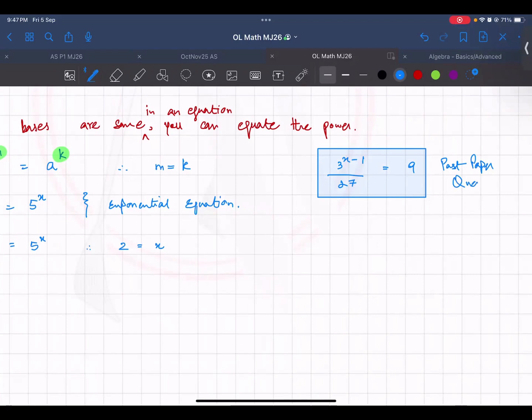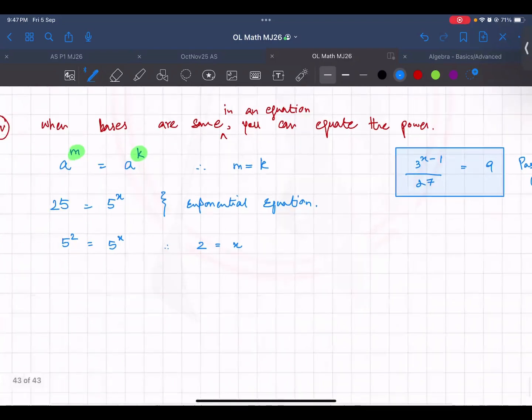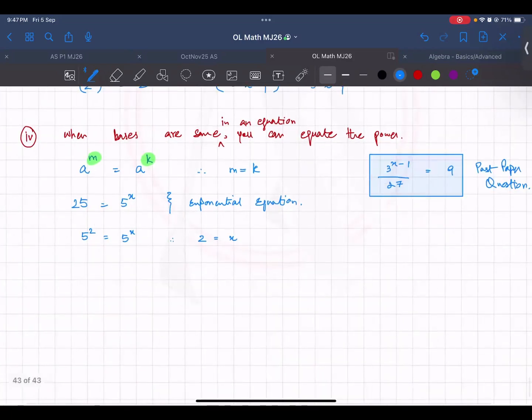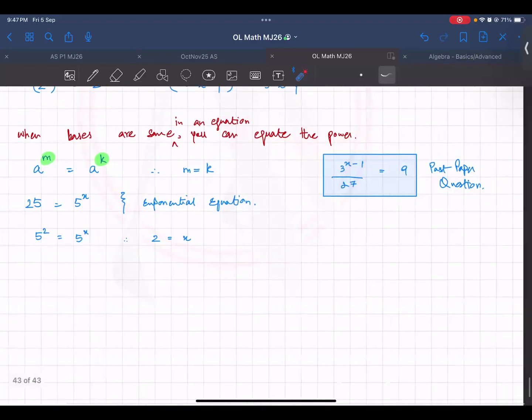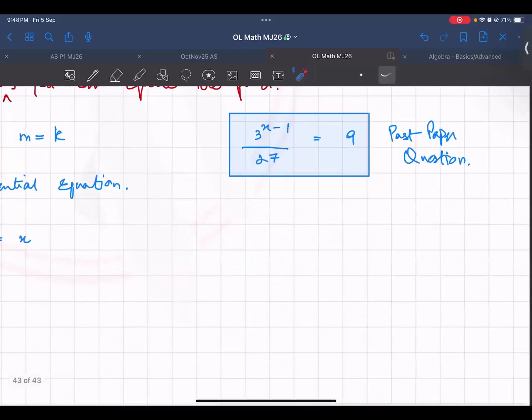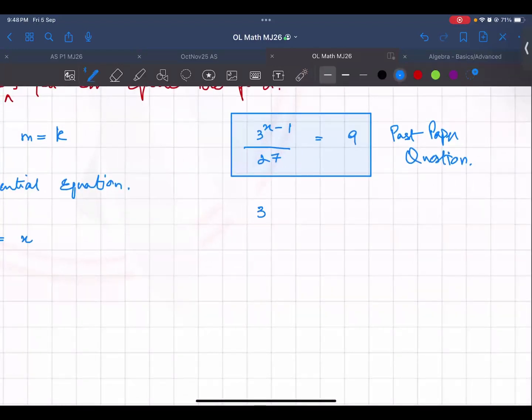And this is where most of the students mess up. It's not a very difficult one. What you have to do is keep in mind this rule: you have to somehow bring the same base on either side. Simplify and move things around. You have the leverage. So 3 to the power of x minus 1, you can't do anything to that.